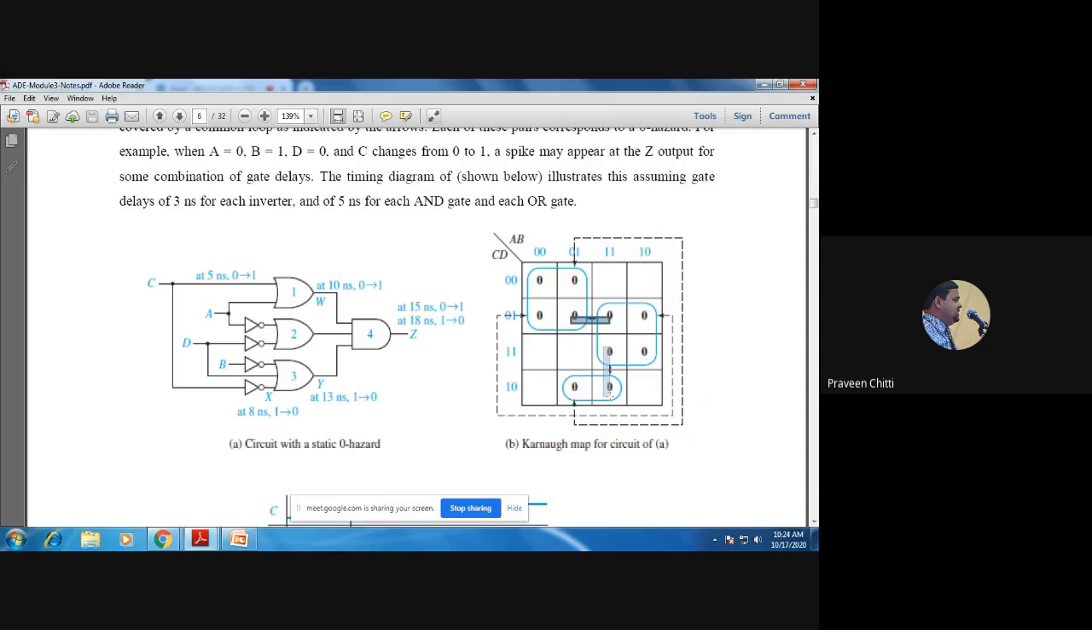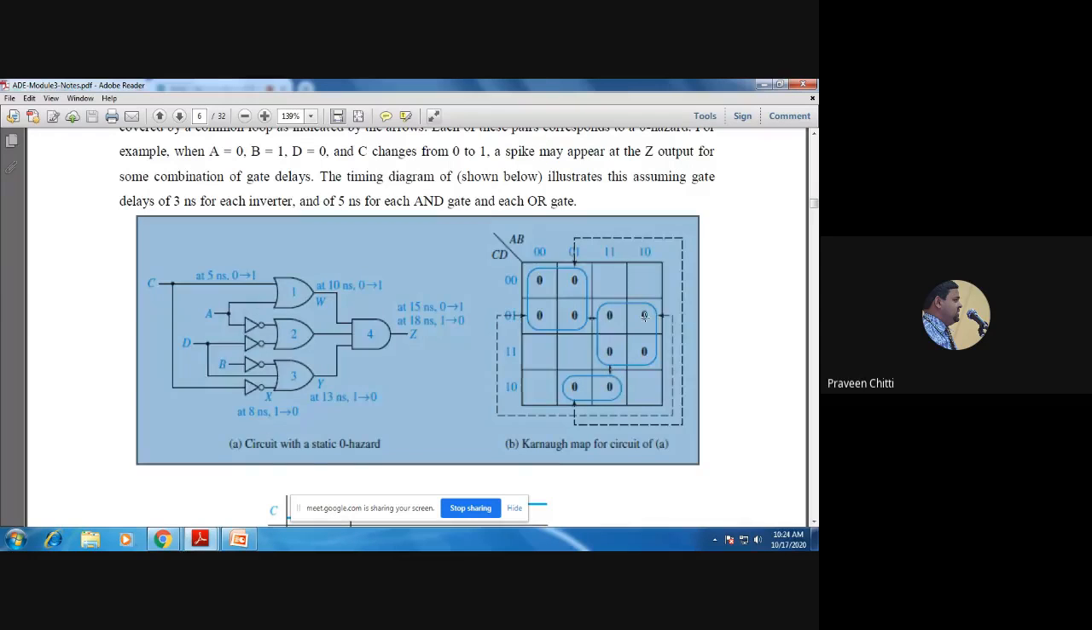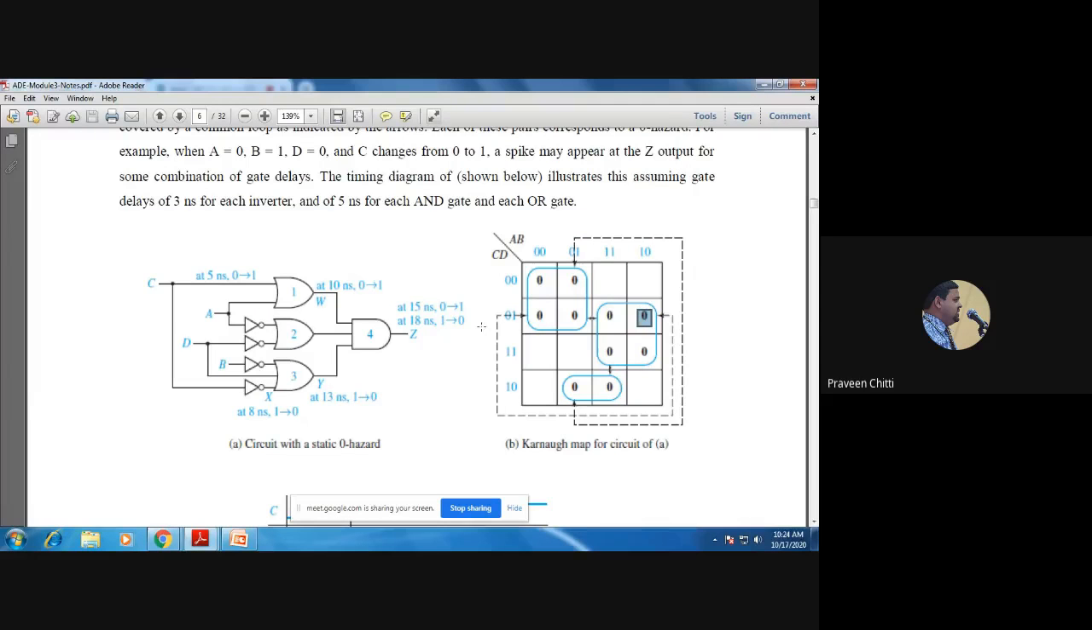Then these two zeros are also adjacent. They are not covered. And at the same time, this 0 and this 0 are also adjacent. They are not covered. So definitely this circuit has a static zero hazard. So how do we eliminate that now?